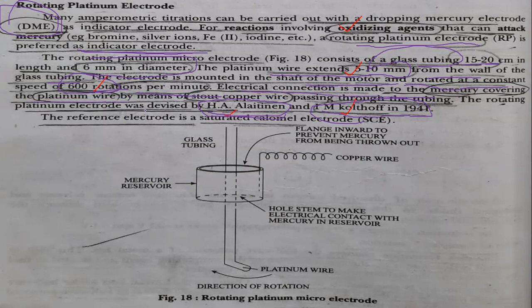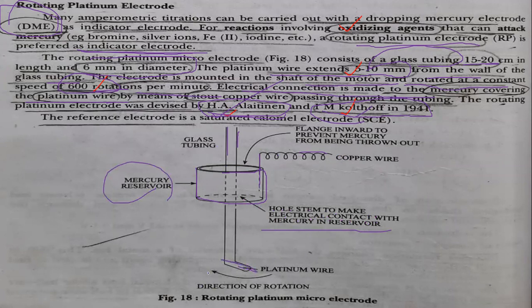Let me read this and then I will explain through the diagram. Electrical connection is made by means of stout copper wire passing through the tubing. The rotating platinum electrode was devised by the two scientists I already mentioned. Now, this is the mercury reservoir, and this is the glass tube. Here is a copper wire connected to the mercury reservoir, and here is a hole to make electrical contact with the mercury in the reservoir. Here is the platinum wire.